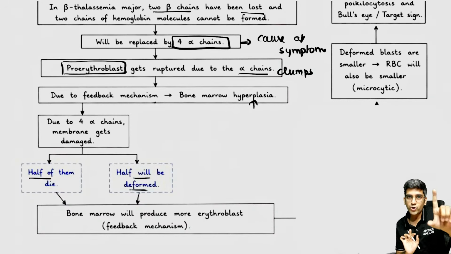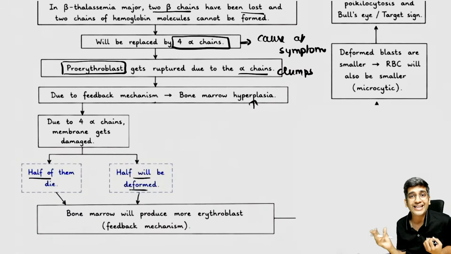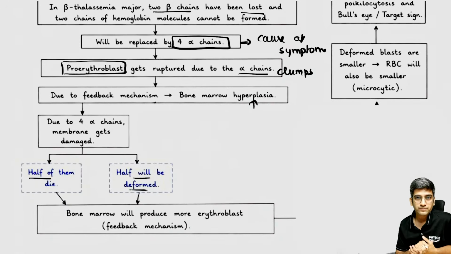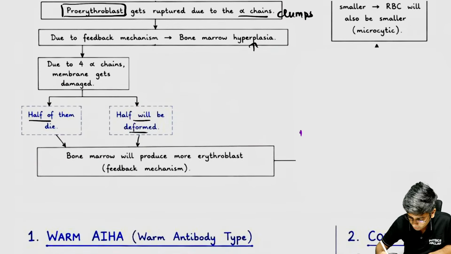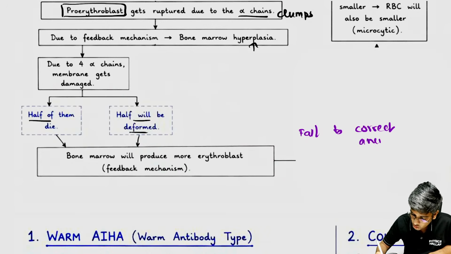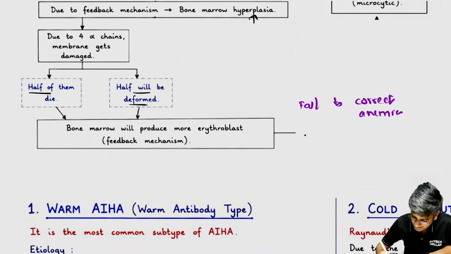Okay, so I want you to answer a question, listen carefully and then answer. In spite of having 8 to 10 times bone marrow hyperplasia, my body is not able to correct the anemia. What is the name given to this process? It's a simple name. That is perfect. In spite of this, the body will fail to correct anemia. And this is called ineffective erythropoiesis. Very, very important.